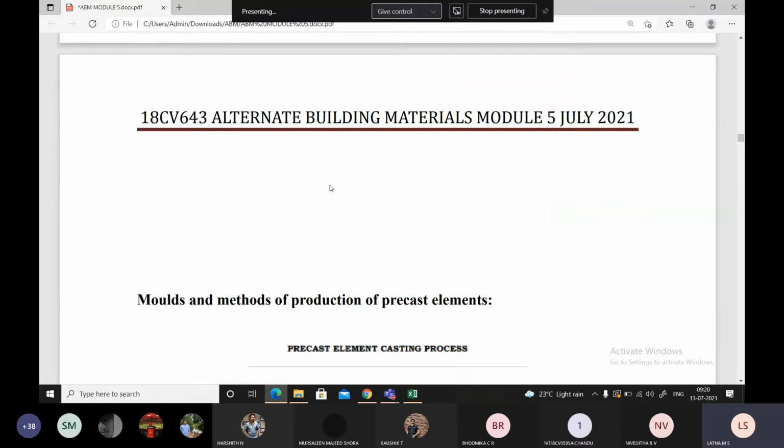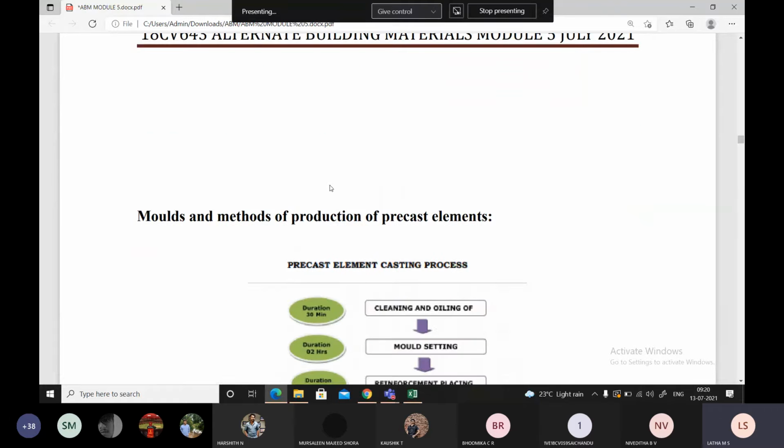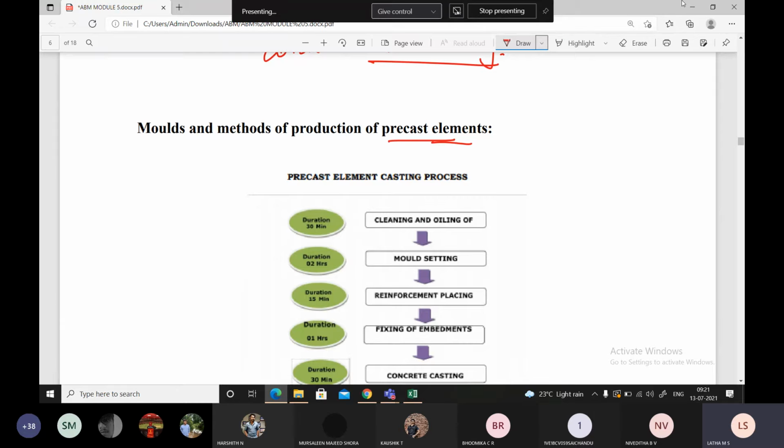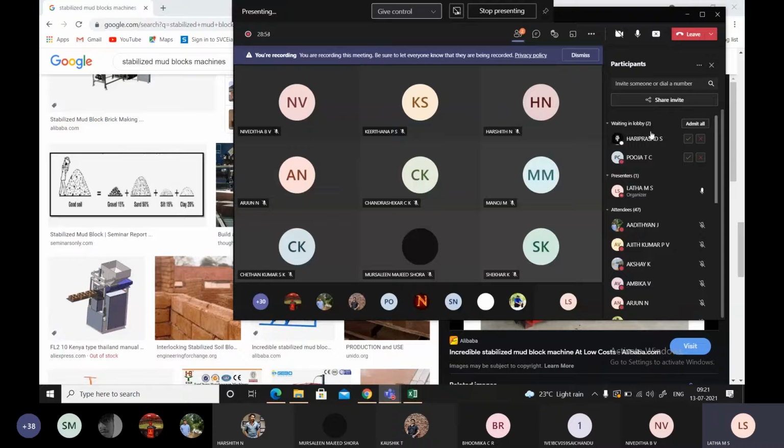stabilized block instrument. Okay, now the main, very wide topic, extensively used for every construction, is the precast element. Okay, it's a precast element. Is that clear with you? Stabilized block construction and the machine, students. Is that clear with you all? Yes, ma'am.